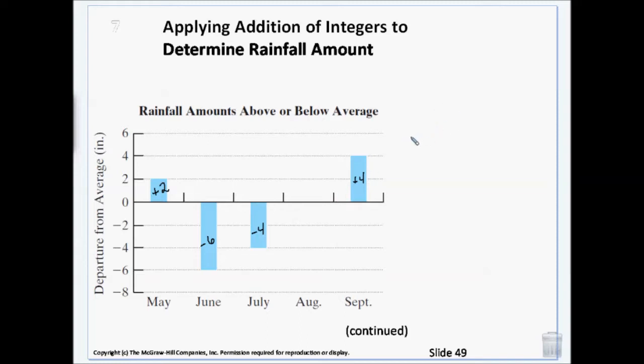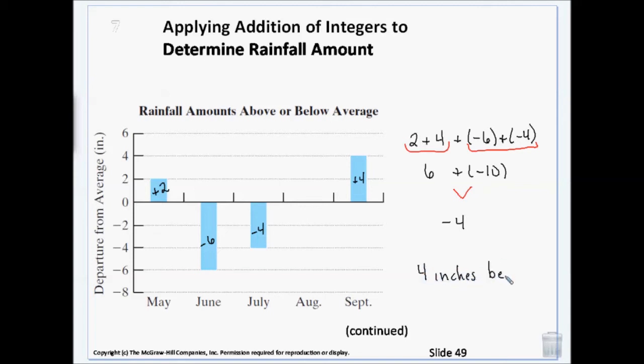And then we want to see, do we average out? So I'm going to put my 2 positives together and my 2 negatives together. And my 2 positives are going to give me a 6. And my 2 negatives are going to give me a negative 10. And when I add those together, I'm going to be negative 4, which means I'm 4 inches below average rainfall for that summer. Okay.